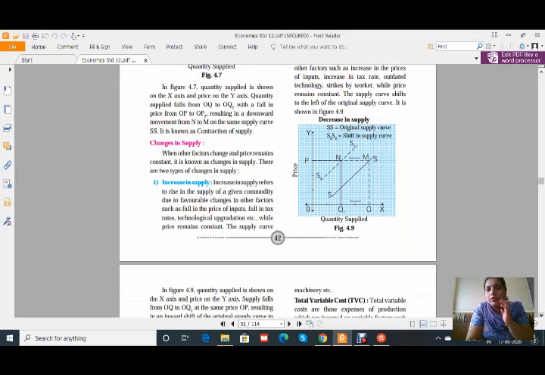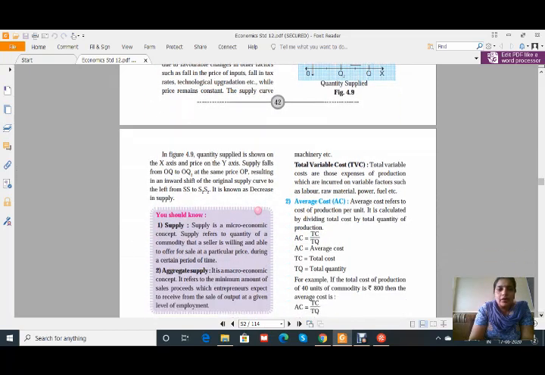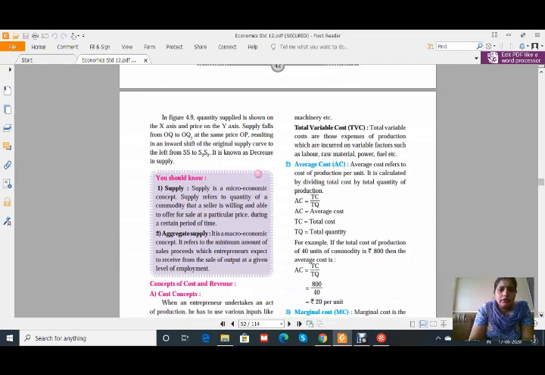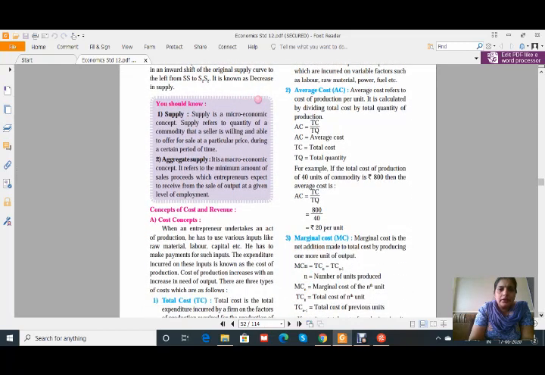It's very simple. The only thing you have to remember is that increase and decrease are due to change in other factors, while expansion and contraction are due to change in price only. This is the main thing that should be remembered while studying this. Now there are some terms: aggregate supply and supply.